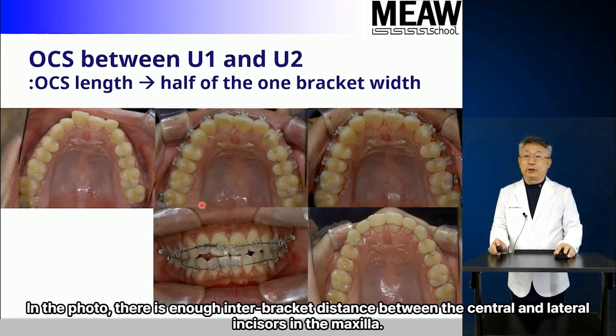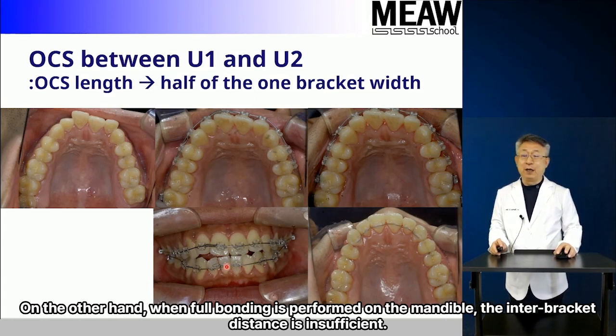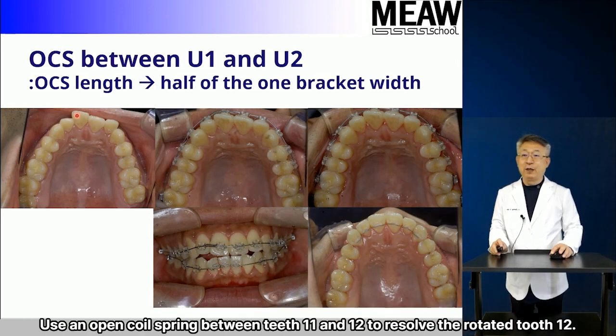In the photo, there is enough interbracket distance between the central and lateral incisors in the maxilla. On the other hand, when full bonding is performed on the mandible, the interbracket distance is insufficient. Use an open coil spring between teeth 11 and 12 to resolve the rotated tooth 12.